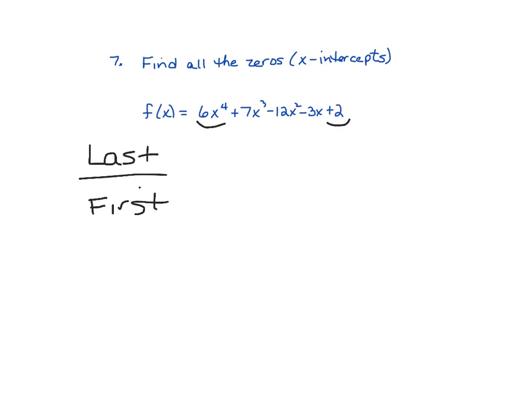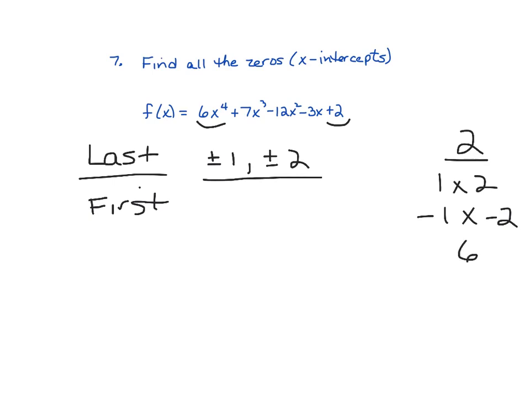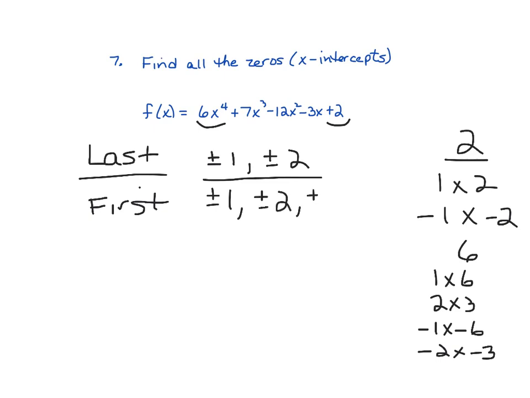And the factors of 2, the way I can multiply to get a 2 are either 1 times 2 or negative 1 times negative 2. They will both give me a positive 2. So my possible factors of the last term are negative 1 and positive 1, and negative 2 and positive 2. The factors of 6, the ways that I can multiply to get a 6 are 1 times 6, 2 times 3, negative 1 times negative 6, and negative 2 times negative 3. So again, I'm going to write it in shorthand as plus and minus 1, plus and minus 2, plus and minus 3, and plus and minus 6. These are the ways that I can multiply to get the 2 and to get the 6.